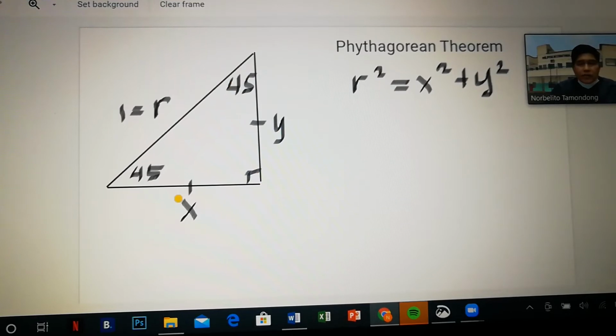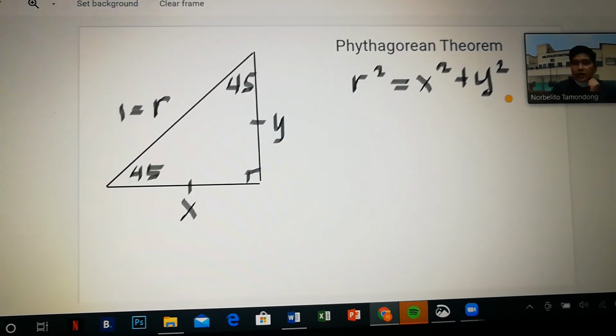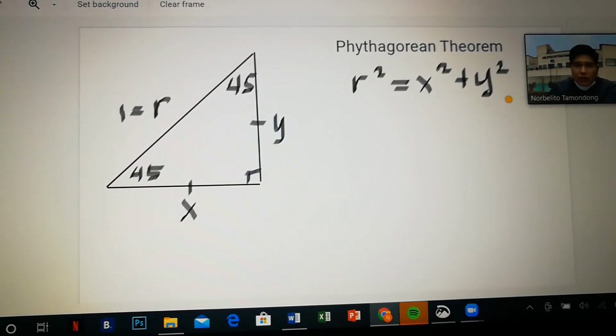Now, using the Pythagorean theorem again, the square of the hypotenuse is equal to the sum of the squares of the two legs. Since the legs of the triangle are congruent, we can replace x by y, or we can also replace y by x. So if r is equal to 1, then 1 squared is equal to, let's use x, x squared.